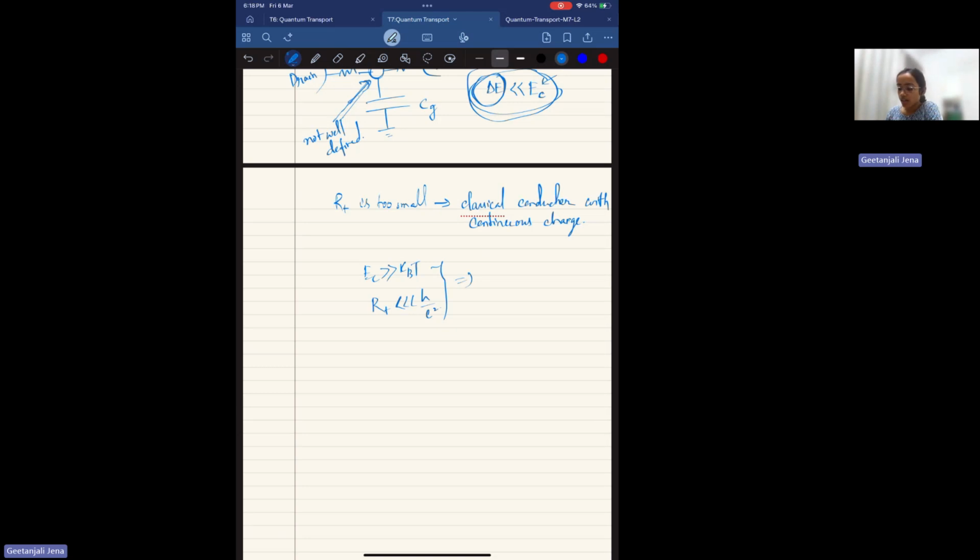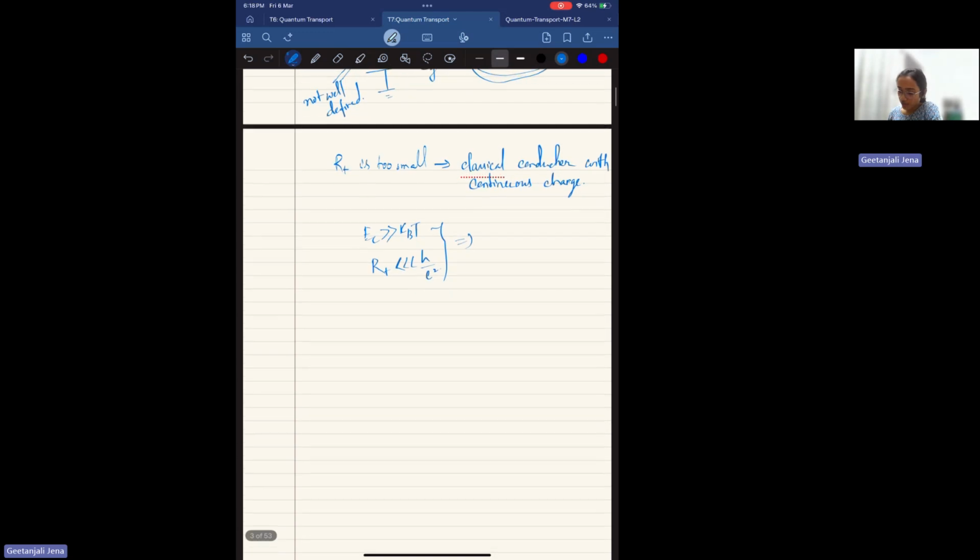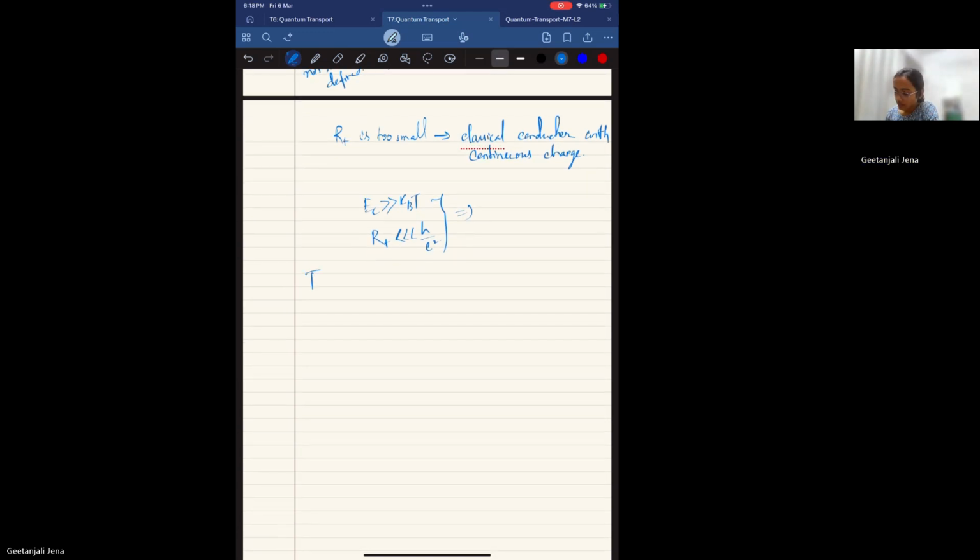Now we'll see what is the transition rate of this Coulomb blockade effect. If you have a Coulomb blockade, then what is the probability of an electron traveling from source to drain through this quantum dot region? So for that case, transport of charge carriers across a single barrier.